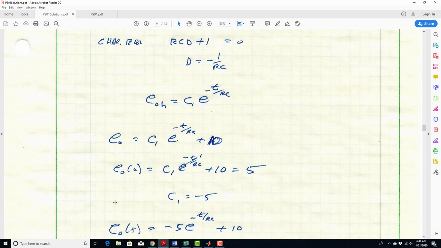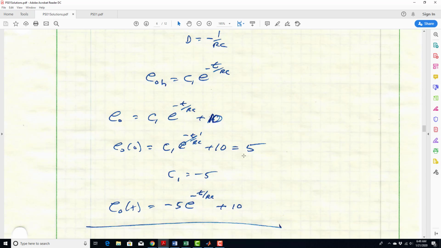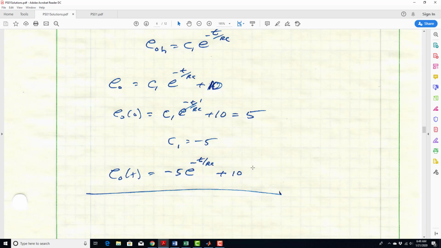So we apply the initial condition. Sorry about the messy stuff here, but we combine the two, C1 e to the minus t over RC plus 10. Remember, that's the particular solution. At time t equals 0, we get C1 plus 10 equals 5, so C1 is equal to minus 5. So that's our solution, minus 5 e to the minus t over RC plus 10.